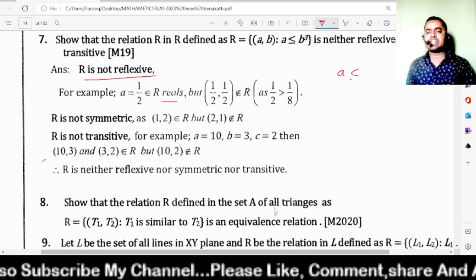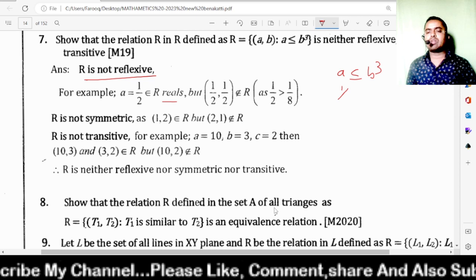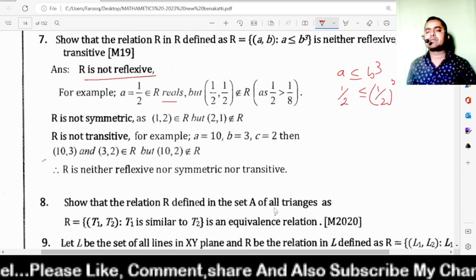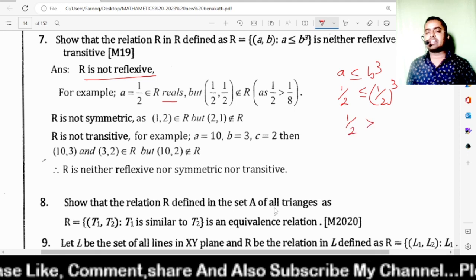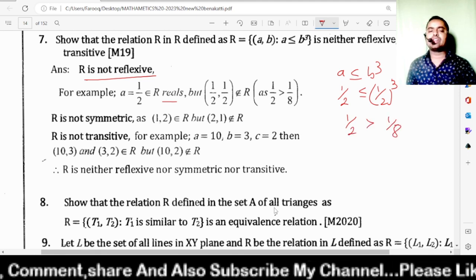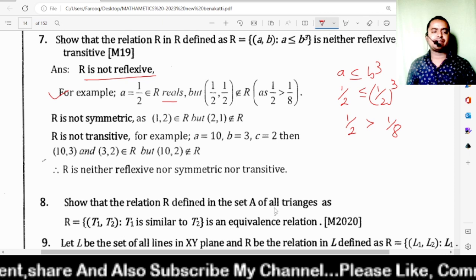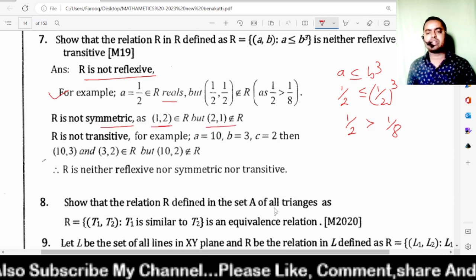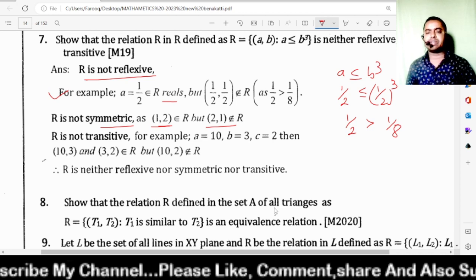Here, what is the definition? A is less than or equal to B cube. 1 by 2 is less than or equal to 1 by 2 cube. It is not possible because 1 by 2 is greater than 1 by 8. Therefore, R is not reflexive. R is not symmetric because 1 comma 2 belongs to R but 2 comma 1 does not belong to R, as we did in the previous problem.